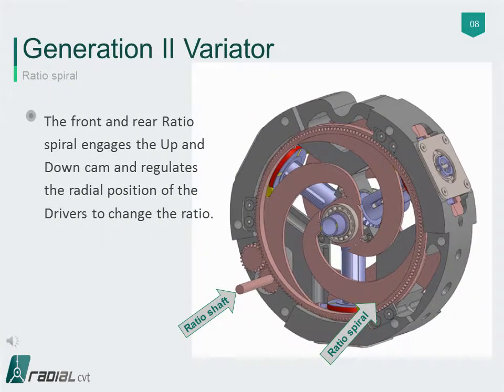Two ratio spirals, one on each side, are mounted concentrically with the input shaft. Three spiral cutouts engage the up and down cams of the adjusters in order to adjust the radial position as the ratio adjuster is rotated. The ratio spirals are driven by a gear system from the ratio shaft, which is driven by some low power control means. The most likely is electric.